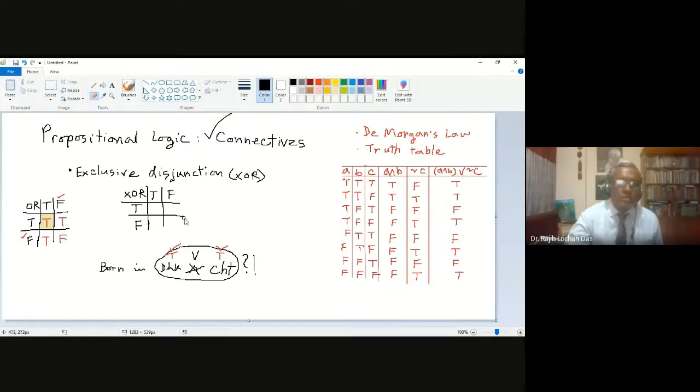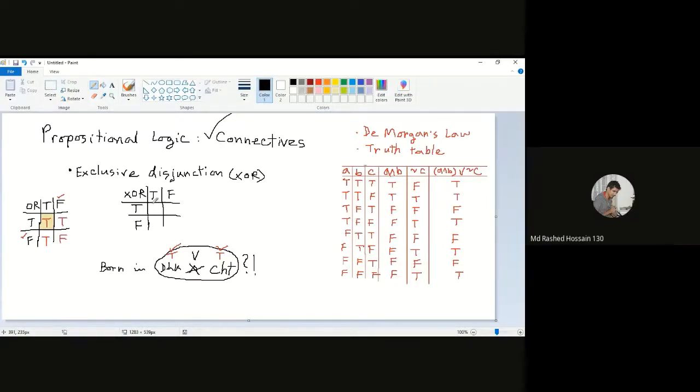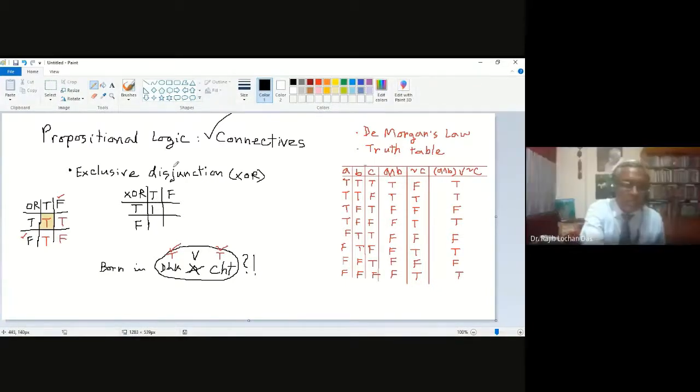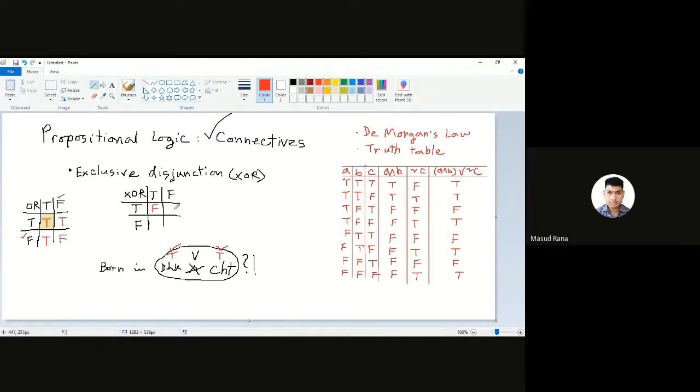Who knows the XOR table results? Everyone should know. So tell me what will be this result? If both are true, then what will be the result? Sir, if both are true, it's false. It is correct, you are right. If both are true, the result will be false. One true, one false, then the result is true. One false, one true, it is also true. Both false, then false.